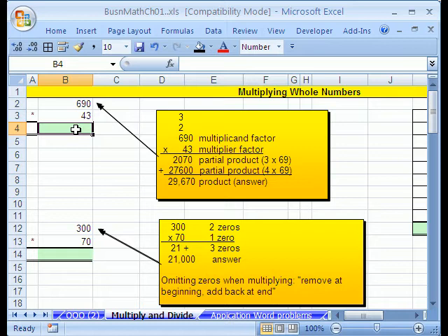Hey, multiplying and dividing. We're going to see a bunch of things in this video. First, let's just talk about whole numbers. We have 690 times 43. This 690 right here is called the multiplicand factor, and the second one is called the multiply factor. I just call them factors. Don't worry about this right here, factors.